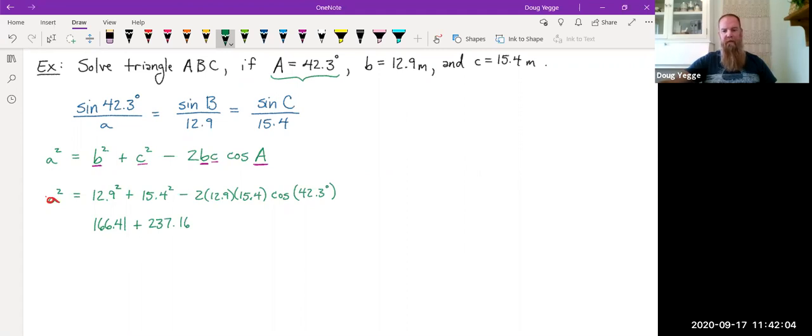Okay, minus 2 times 12.9 times 15.4 is 397.32. And finally, times what cosine of 42.3 degrees is. We need to make sure that we're in degrees when we're using our calculator. And so we've got cosine of 42.3 degrees is about 0.73963.